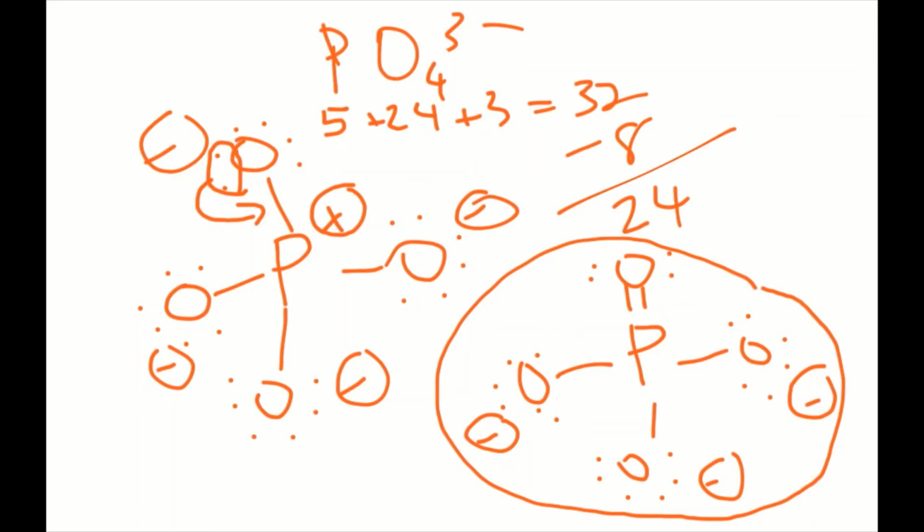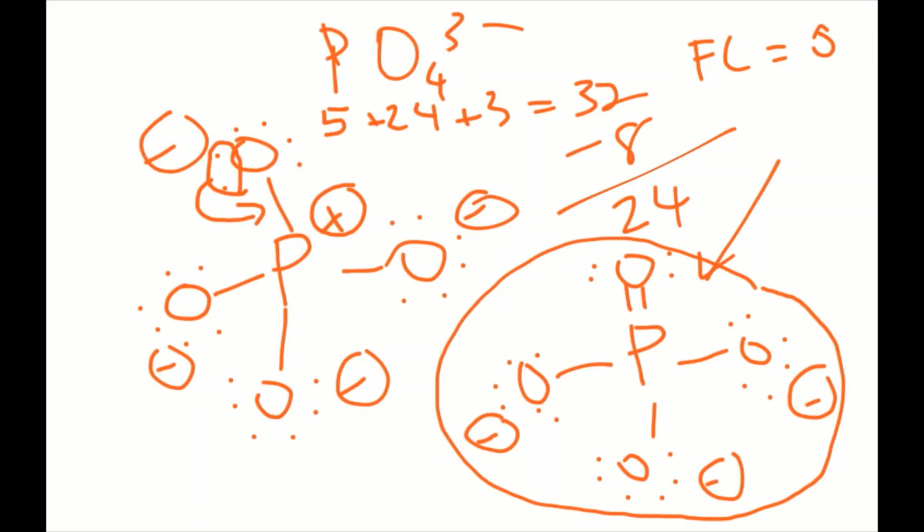And remember, the more formal charges that are equal to 0, the better. And in this case, there are 2 atoms that have a formal charge of 0, as opposed to no atoms having a formal charge of 0. So I'd say this is superior, and I'm going to draw out resonance structures for phosphate.